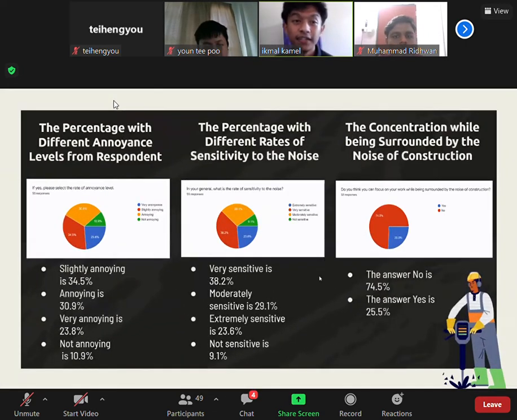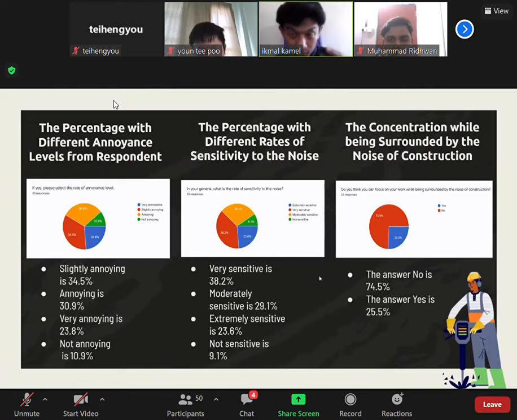Okay, next is the percentage of different annoyance levels from respondents. The question asks, if yes, please select the rate of annoyance level. We gave them 4 options, which are very annoying, slightly annoying, annoying, and not annoying. From the pie chart, we can see that the majority of the respondents said it is annoying, and only a small percentage answered not annoying, which is 10.9% of the respondents. Okay, next, in general, what is your rate of sensitivity to noise?